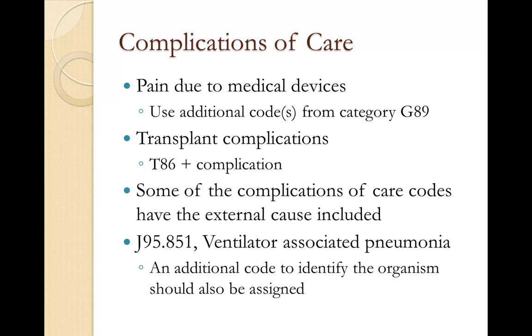Complications of care, just a few notes here. You want to use an additional code from category G89 if they're having pain due to medical devices. Remember, G89 was the acute versus chronic pain, so just to give it some more specificity. Transplant complications, you get a T code for the transplant, and then you can have additional codes to indicate the complications. Some of the complication care codes do have the external cause included in those, so they're a combination. You don't have to code those separately.